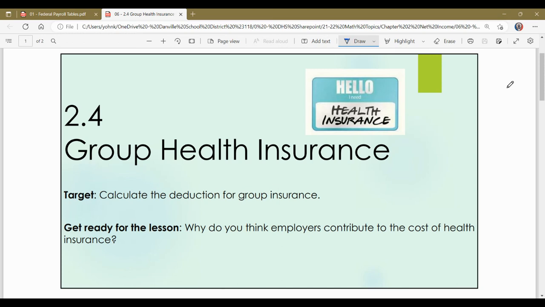Hey kids, welcome to section 2.4, group health insurance. Today we're going to learn how to calculate the deduction for group insurance. And the big question today is, why do you think employers contribute to the cost of health insurance?